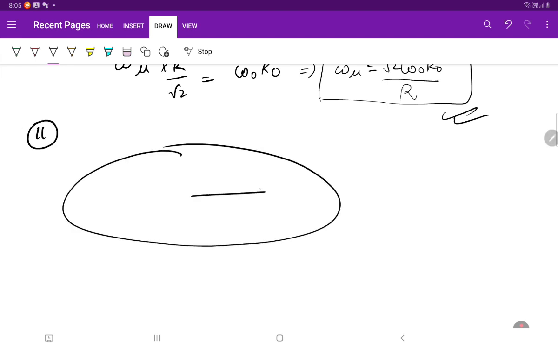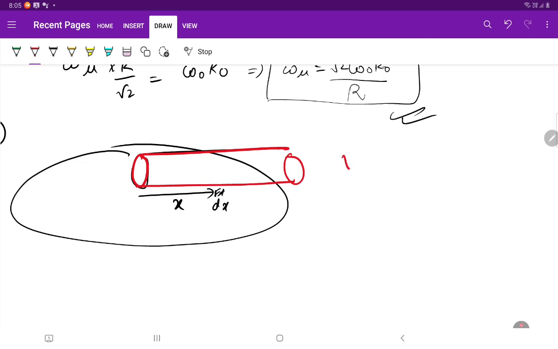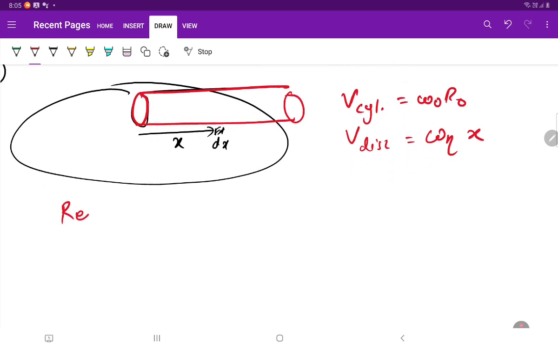Suppose you have this disk and consider a point at a distance x, and consider the differential element dx. Now consider this long cylinder, I am marking it with red color. What is the velocity of the contact point of the cylinder? It is omega naught r naught. The velocity of the point on the disk can be written as omega eta into x. Now what is the relative velocity? The relative velocity will come out to be omega naught r naught minus omega eta x.